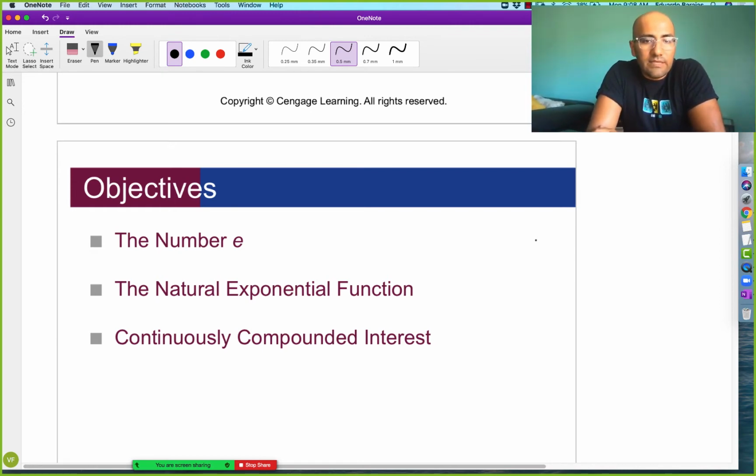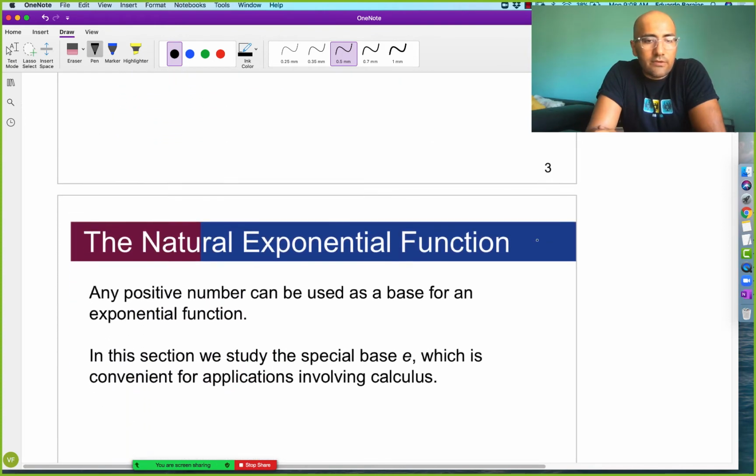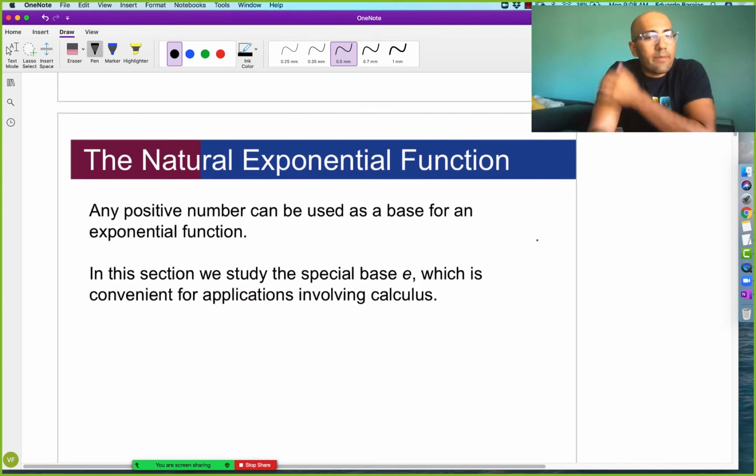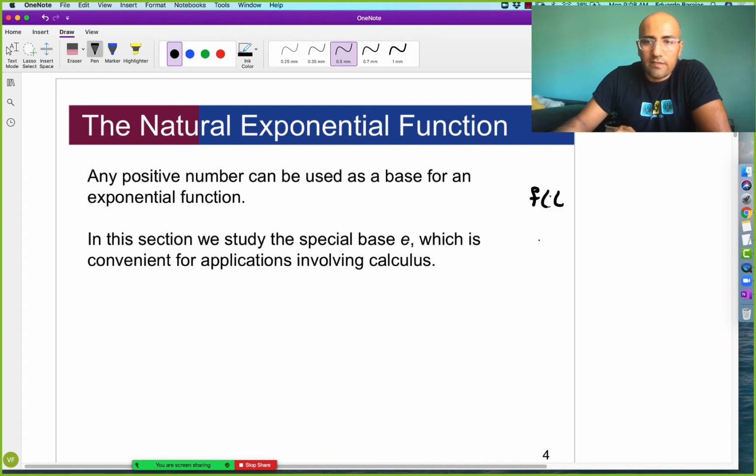So first off, e. What is e? How do we get to e? Let's consider e. Okay, so any positive number can be used as a base for an exponential function, right? Going back to the formula for an exponential function, remember that the formula we were looking at was just, say, f of t equals some base a to the power of t, right?